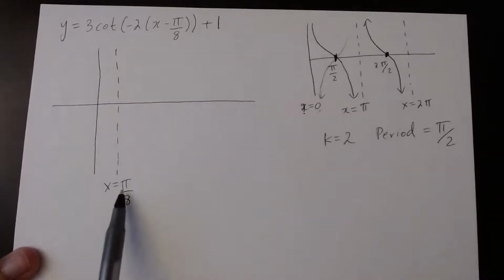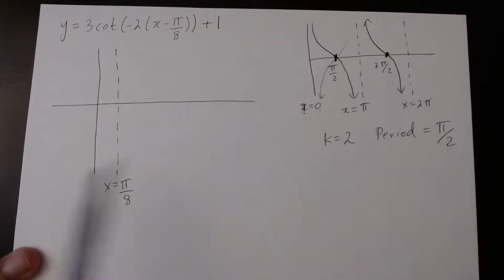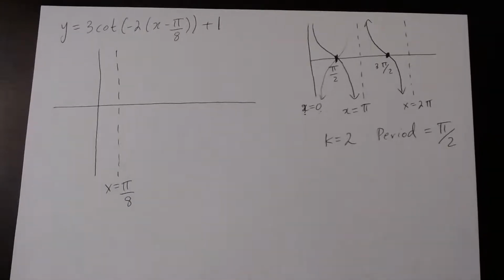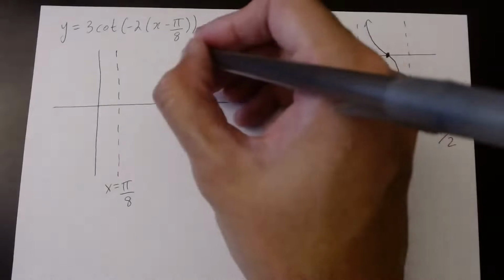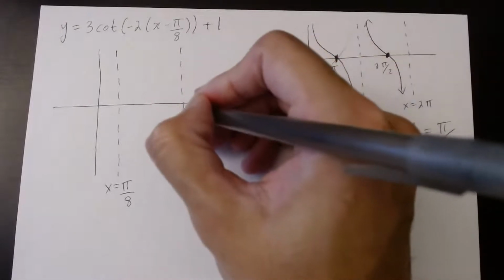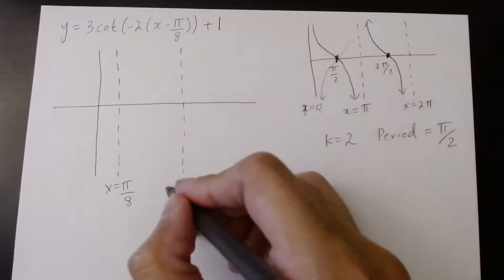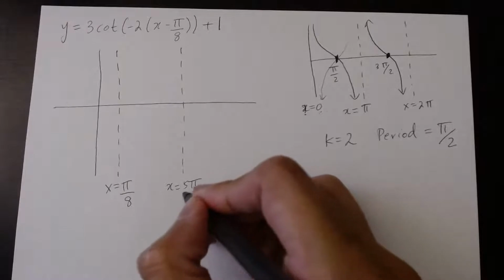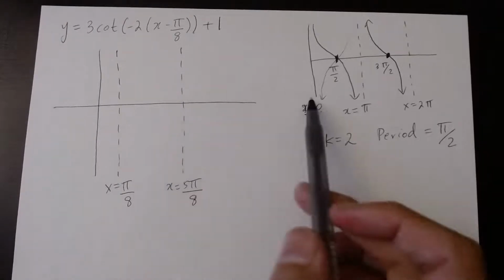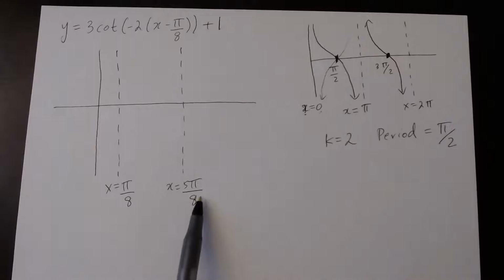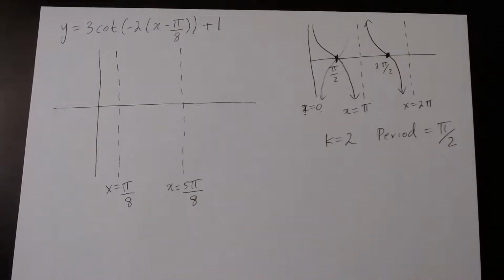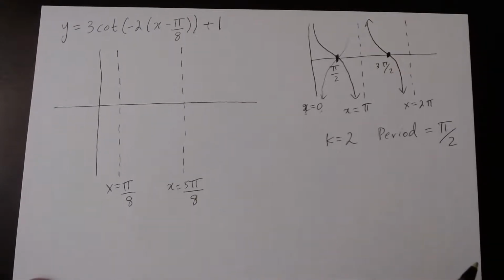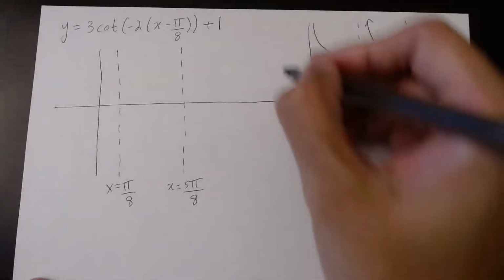Then you want to add your period to this and get your next vertical asymptote. So if I add pi over 8 to pi over 2, I will get 5 pi over 8. So my next vertical asymptote is at x equals 5 pi over 8. And if you wanted to draw another wave, you could add another pi over 2 to this. So that is going to be 9 pi over 8.